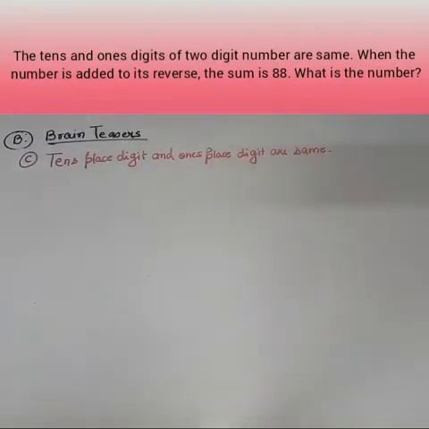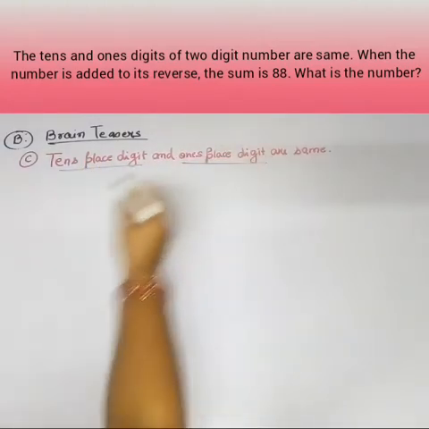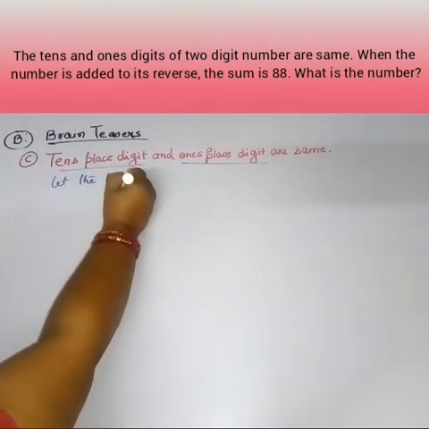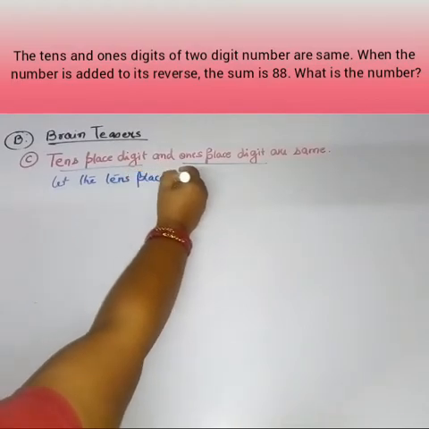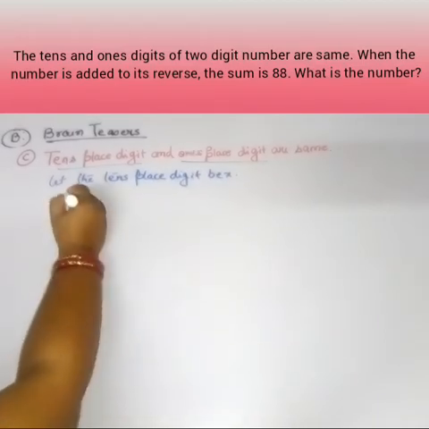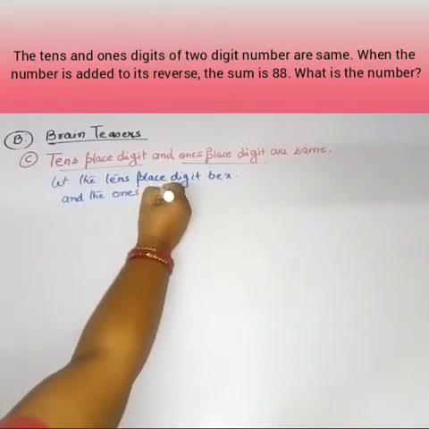See the third one. The question is, tens place and ones place digit of a two-digit number are same. So I have written here, when the number is added to its reverse, the sum is 88. We have to find the number. What is the number? Since it's written the tens place digit and ones place digit are same, so I am writing here, let the tens place digit be x and the ones place digit is also x.